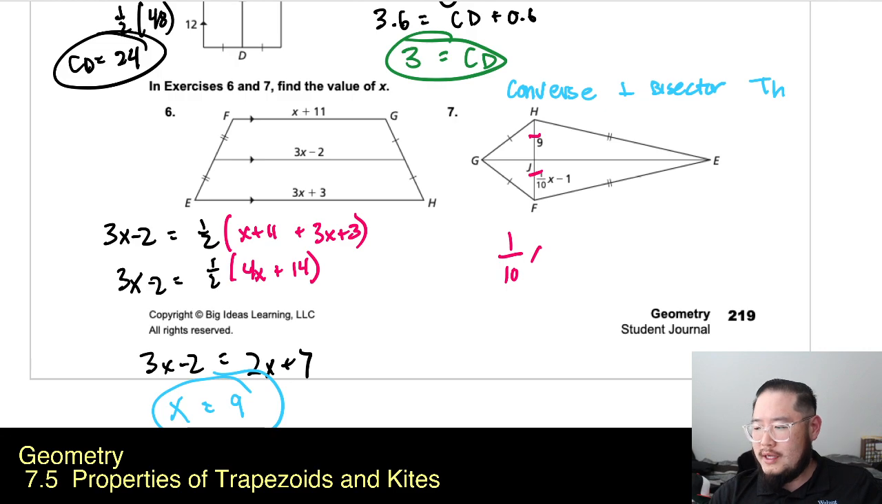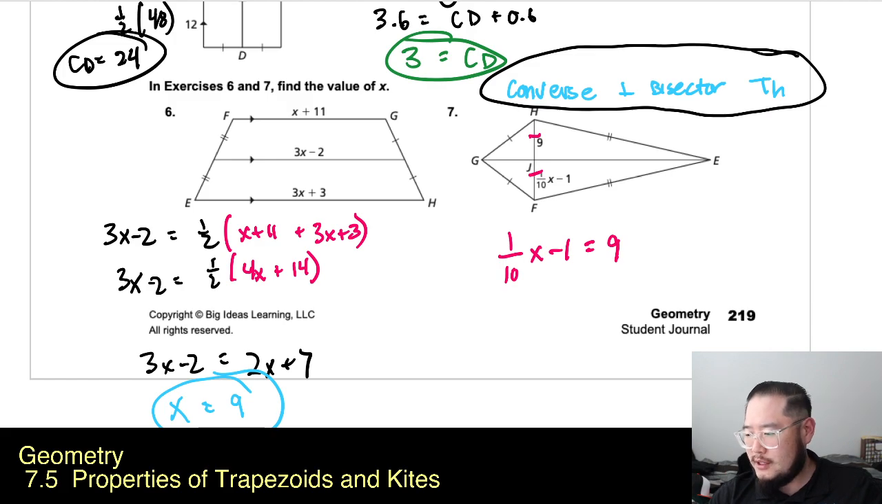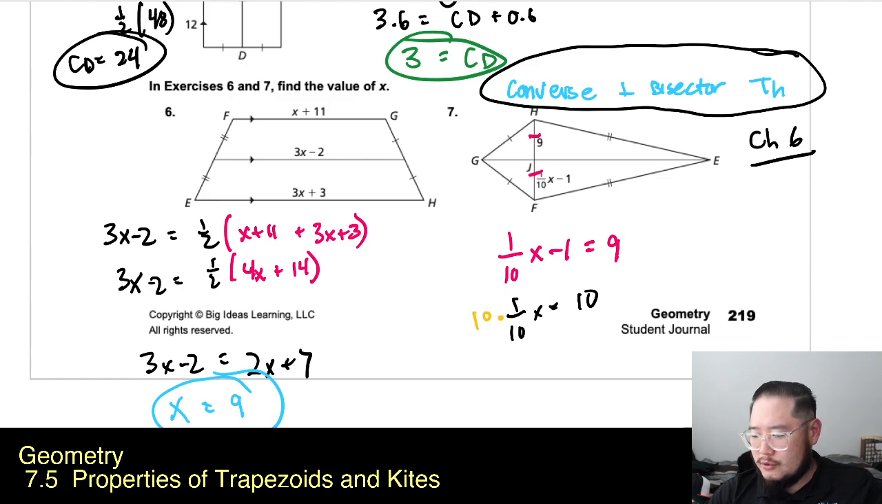So once again, you got to remember some of the things that we've learned in the past. You can't forget. And once again, this perpendicular bisector theorem, we learned that in chapter 6. So we get x by itself. I'll add 1 to both sides and end up with 1 over 10x is equal to 10. And in order for me to get rid of 1/10, we will multiply by the reciprocal, which is 10. So let's multiply both sides by 10 right here, because that does some canceling out. And x is equal to 100. And there you go.